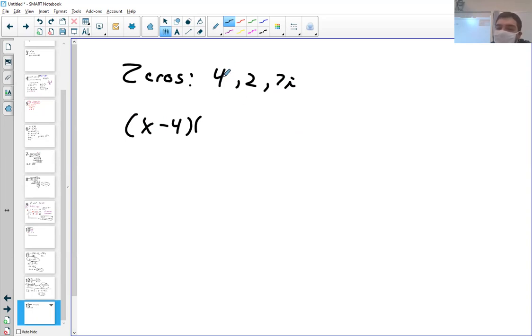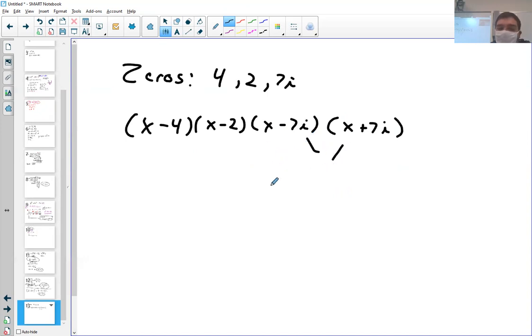So 4 is a zero, which means I must have had an x minus 4. The 2 being a zero means I had an x minus 2. The 7i means I had an x minus 7i. But i's always come in pairs. It's always plus or minus. So if it's x minus 7i, I also need the x plus 7i. And well, now you've got to FOIL. Oh, that's so annoying.